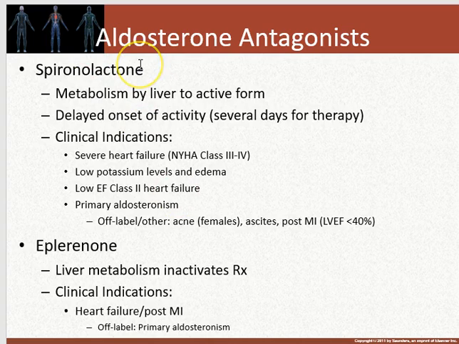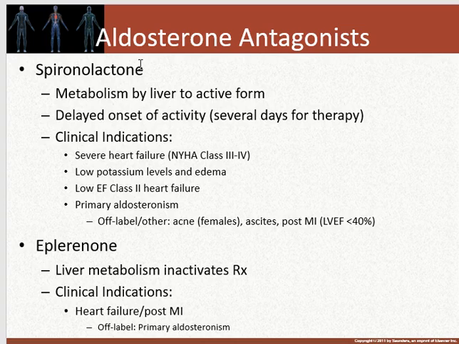There are really two drugs that you should be aware of that are aldosterone antagonists. One, as we said before, is spironolactone. This drug is metabolized by the liver to its active form, okay, which tells you that there's a slight delay in the onset of activity. This drug needs to be biologically activated, and that process may take some time. So there could be several days before a newly administered dose will have any type of clinical impact.